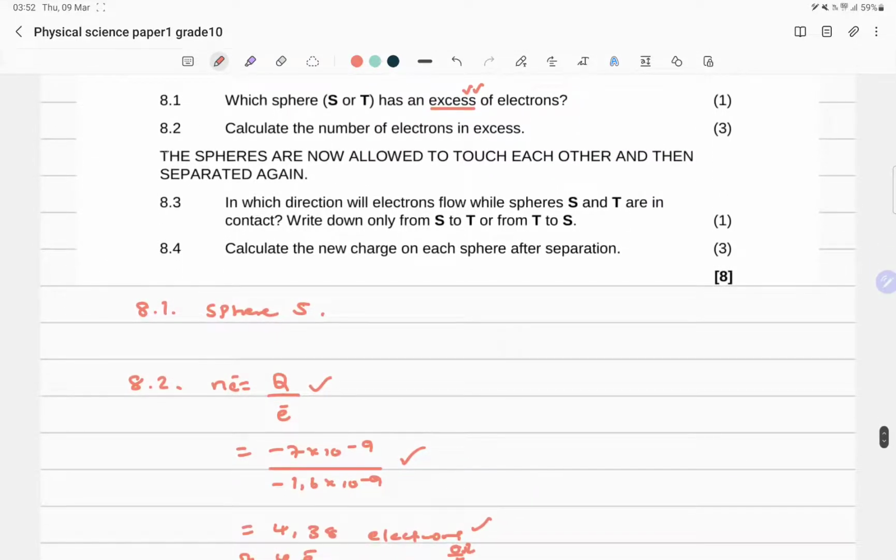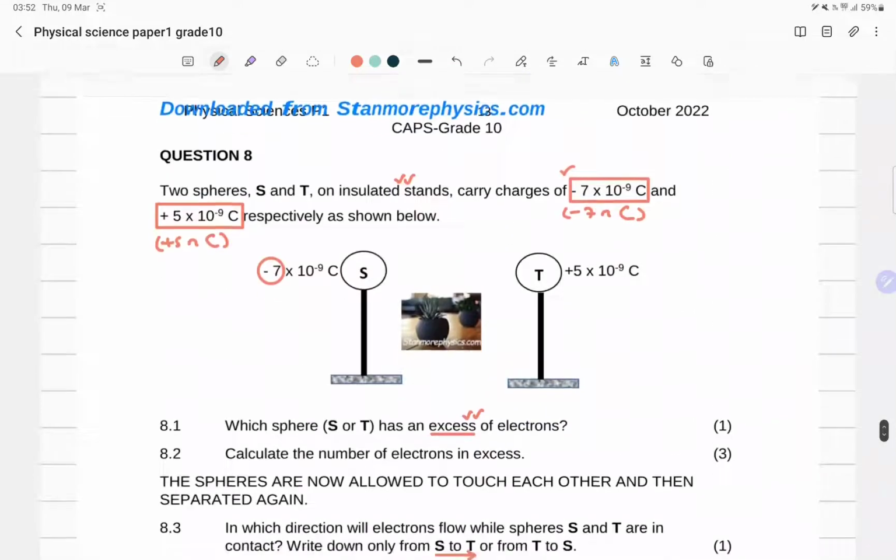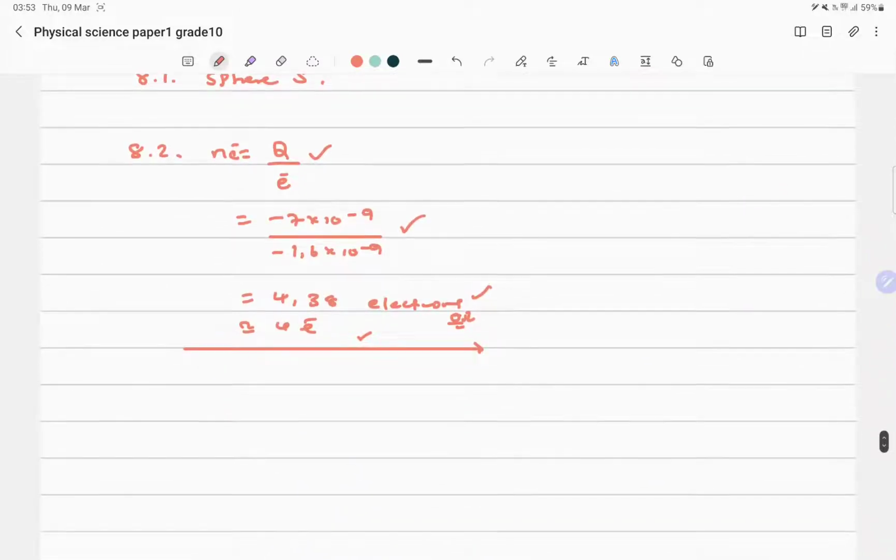Okay, now we're told here the spheres are now allowed to touch each other and then separated again. Now, in which direction will electrons flow while spheres S and T are in contact? Write down only from S to T or from T to S. Anyway, we know that S has excess of electrons, so it is the one that is going to share those electrons with T. So it's going to be S to T, right? So 8.3, we know that it's going to be S to T.